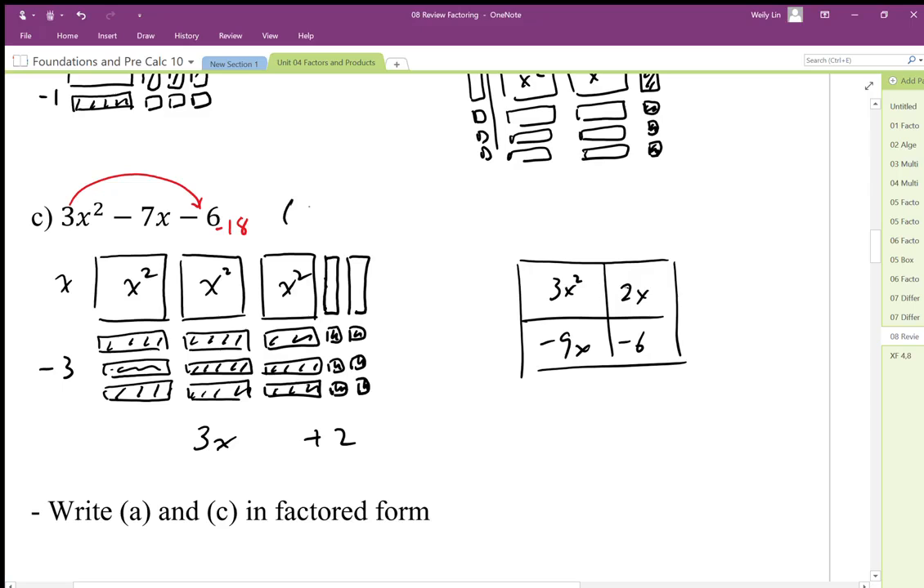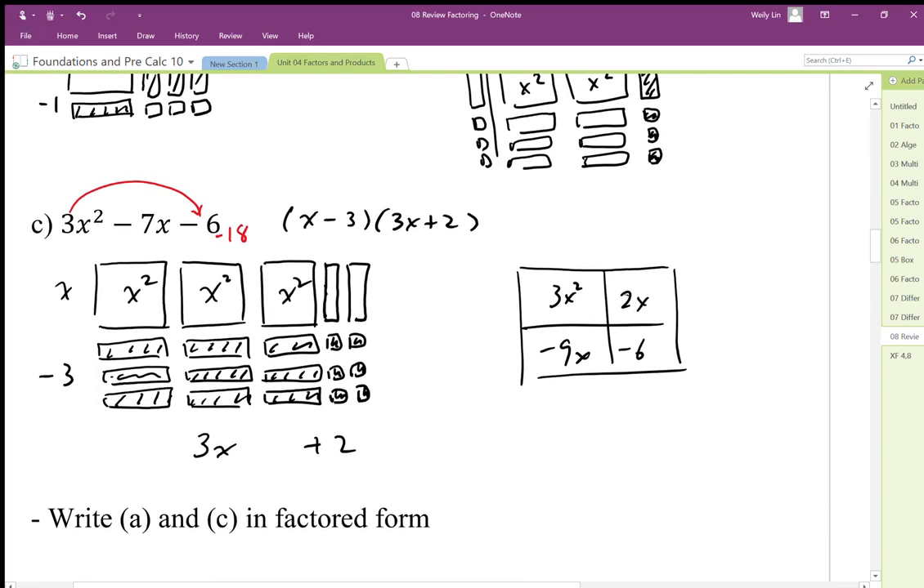This is our factored form then. So we have x minus 3, 3x plus 2. And since we drew them in rectangles, we can write them in factored form. So if it's in a rectangular array, we know we have our length and width. Okay, so there it is.